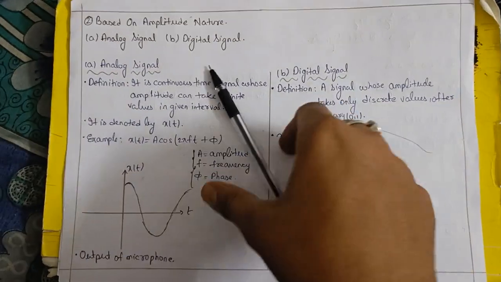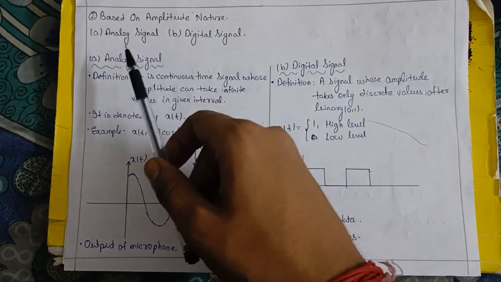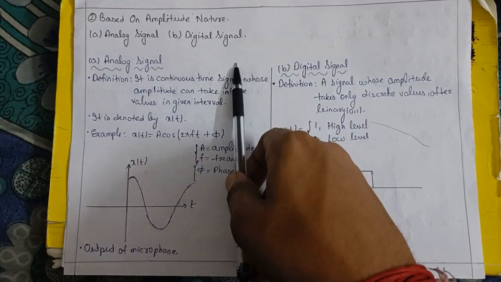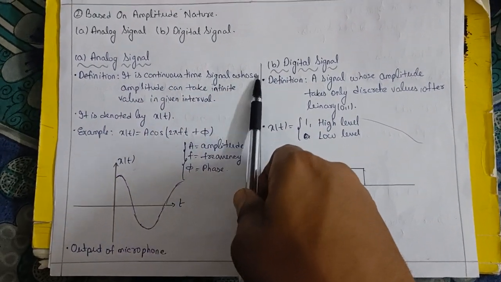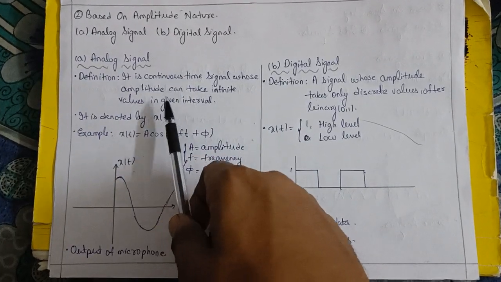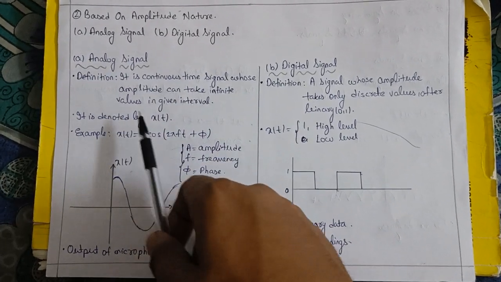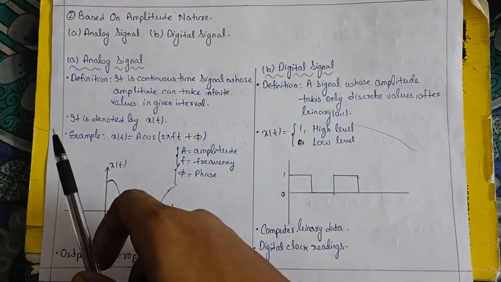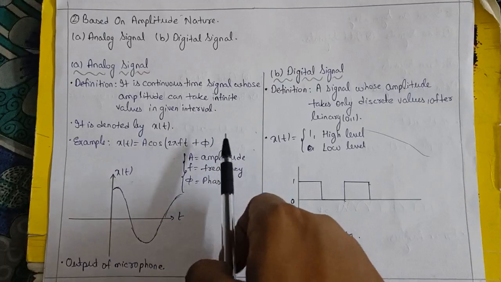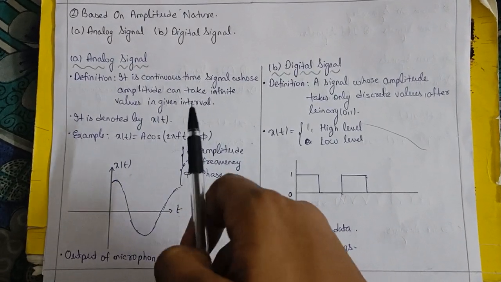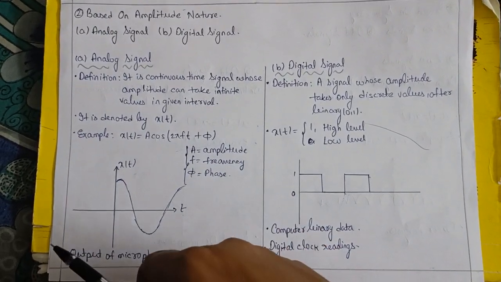Next is based on amplitude nature: analog signal and digital signal. Here, the analog signal is a continuous time signal whose amplitude can take infinite values in a given interval. It is denoted by x as a function of t. An example of this is x(t) = A cos(2 pi f t + phi), where A is the amplitude, f is the frequency, and phi is the phase.